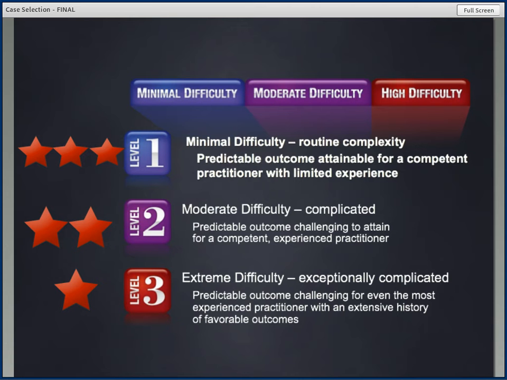So these are the cases that I'm going to give 1 star. And hopefully after today's lecture, we can learn how to identify some of these difficulties and move them from the moderately or highly difficult categories to the minimally difficult category. And these pearls will allow you to see more patients in your practice.